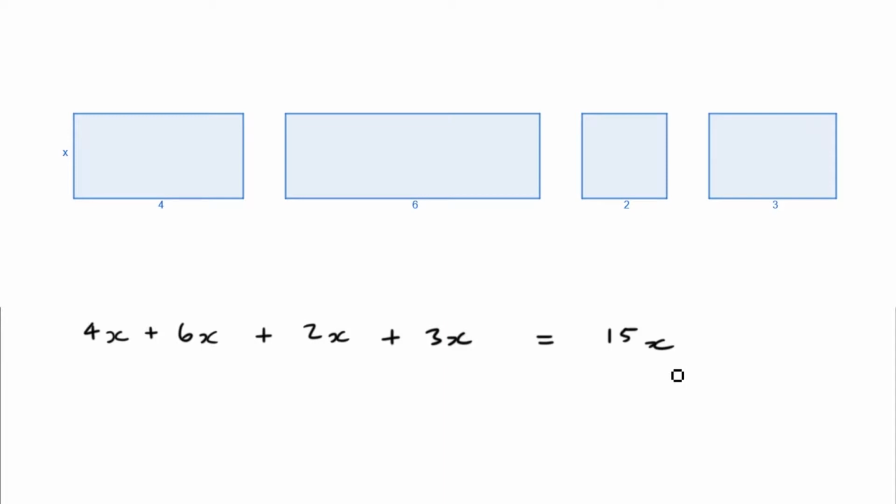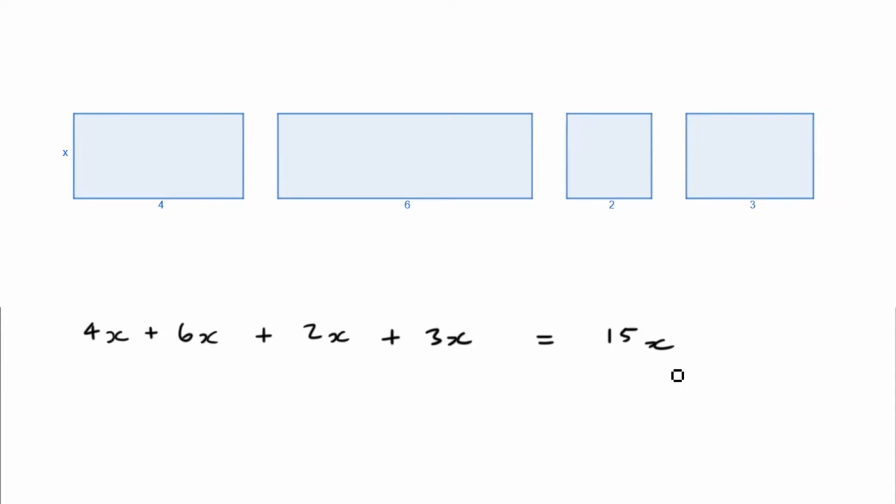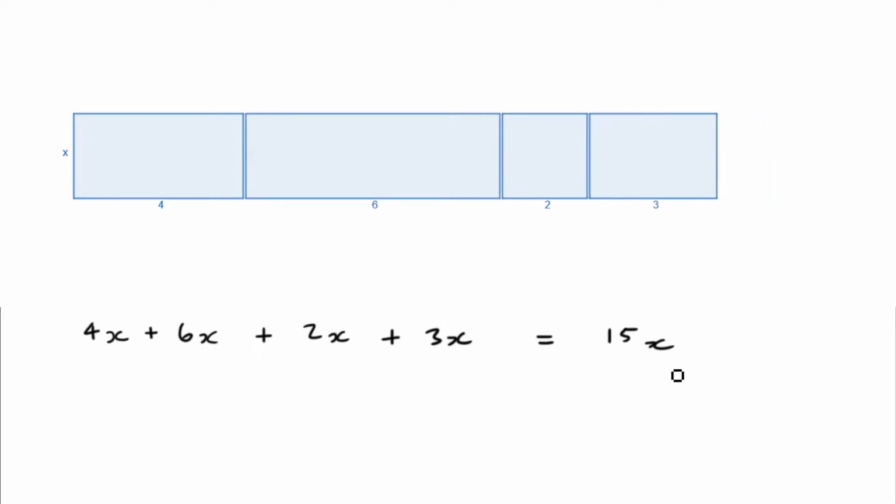Let's now move all these rectangles together. Now we can treat them as a single rectangle, which has a base of length 4 plus 6 plus 2 plus 3, which is 15, and a height of x, so it has a total area of 15x.